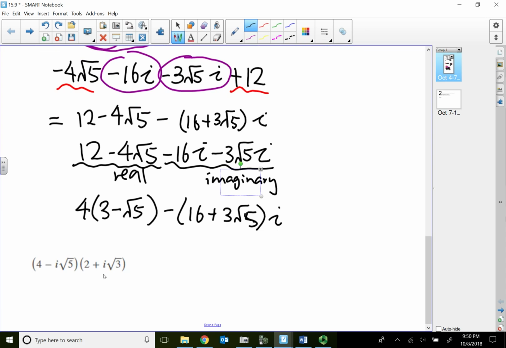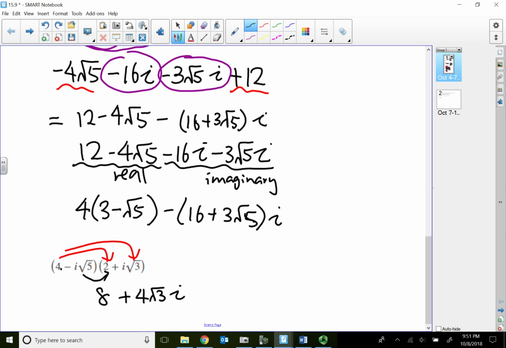Let's try another one. This is another FOIL method. 4 times 2 gives me 8. Outer: 4 times positive i square root of 3 is positive 4 square root of 3i. Inner: negative i square root of 5 times 2 is negative 2 square root of 5i.